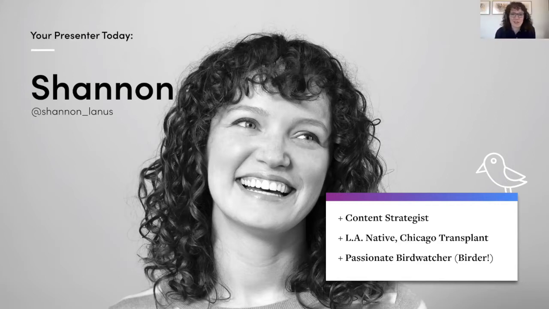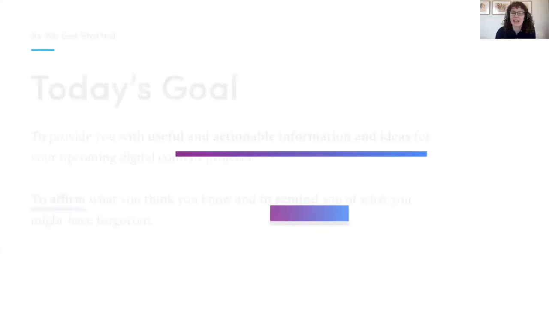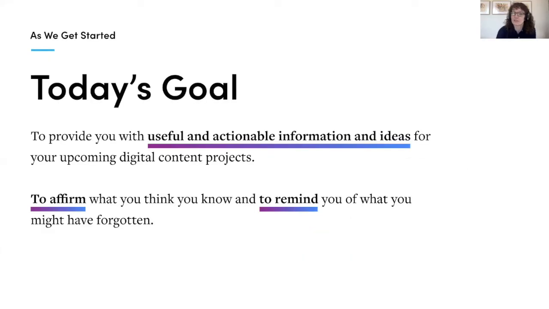So I want to get started today just by outlining what our goals are for today. Some of you may be familiar with experience maps already. For some of you, this may be your first time talking about them. Our goal really is to provide you with useful and actionable information and ideas for your upcoming digital content projects, whatever those may be. We're going to be talking a lot about the prospective student journey today through the admissions process. So I'm sure a lot of this information will be familiar. Really what we're trying to do here is affirm what you think you know and remind you of what you may have forgotten.